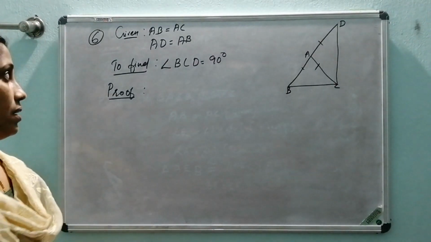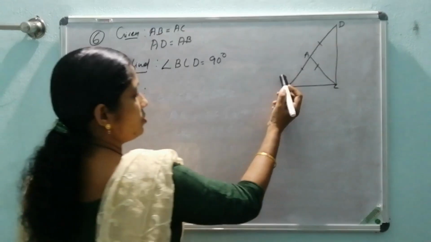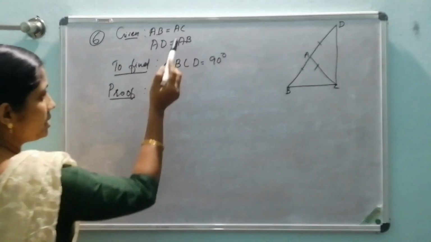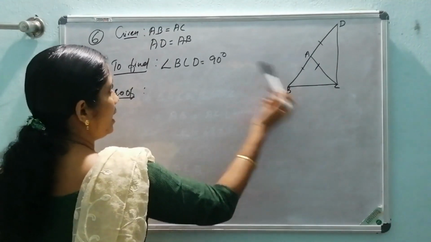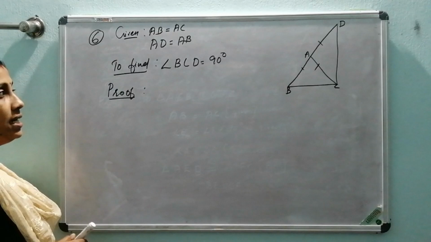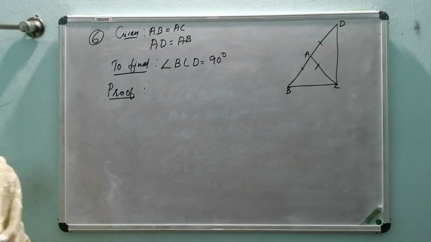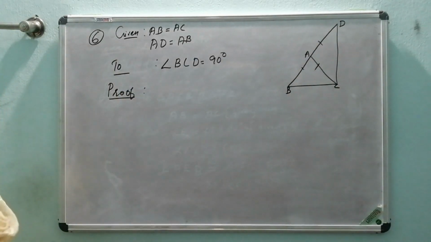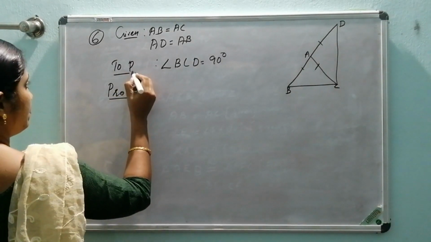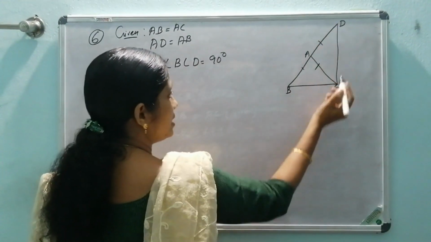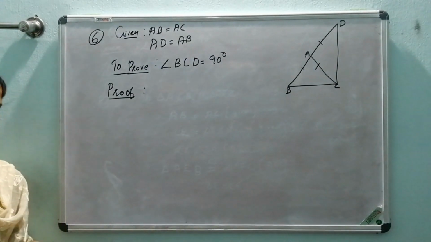Okay. To the sixth question, it is given that ABC is an isosceles triangle, which is produced to meet at D, and it is also given that AB is equal to AC and AD is equal to AB. Then we have to prove that angle BCD is equal to 90 degrees. You have not to find, but to prove or to show. I have to prove that angle BCD is equal to 90 degrees.